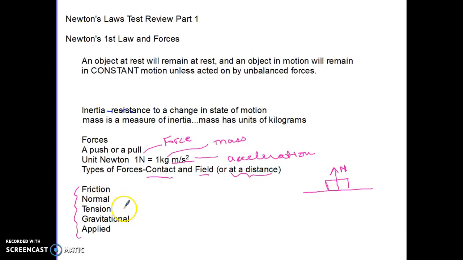Tension is a force in a string or a cord or a cable, something like that. Gravitational force, well, if we look at these four, friction, normal, and tension all require contact. So those are contact forces. The gravitational force does not. The moon and the earth are attracted with the gravitational force, and they're not touching. They are at a distance. So the gravitational force is an example of a distance or a field force. And applied forces are forces that we apply. So if there was a person standing behind this box trying to push that box that way, he would be pushing with an applied force.